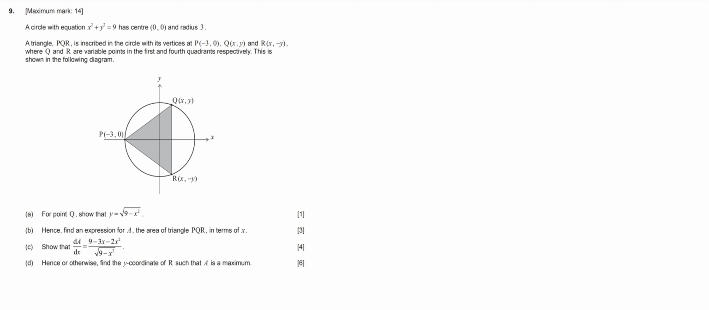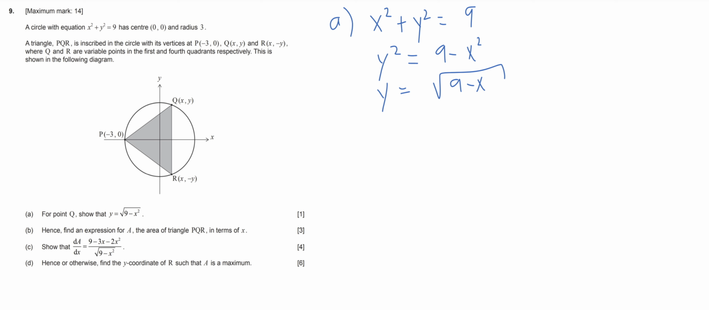So part A, for point Q, show that y equals square root of 9 minus x squared. So point Q lies on the circumference of the circle. Because of that, you can just use the equation of the circle to figure out the y coordinate. The equation of the circle is x squared plus y squared equals 9. At point Q, the x coordinate of Q is x. So all you have to do is rearrange this equation, make y the subject. So y squared is 9 minus x squared, so y equals the square root of 9 minus x squared.